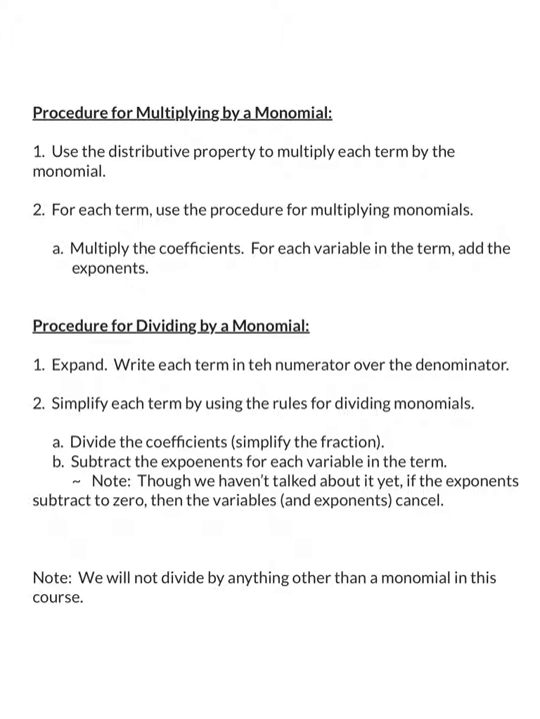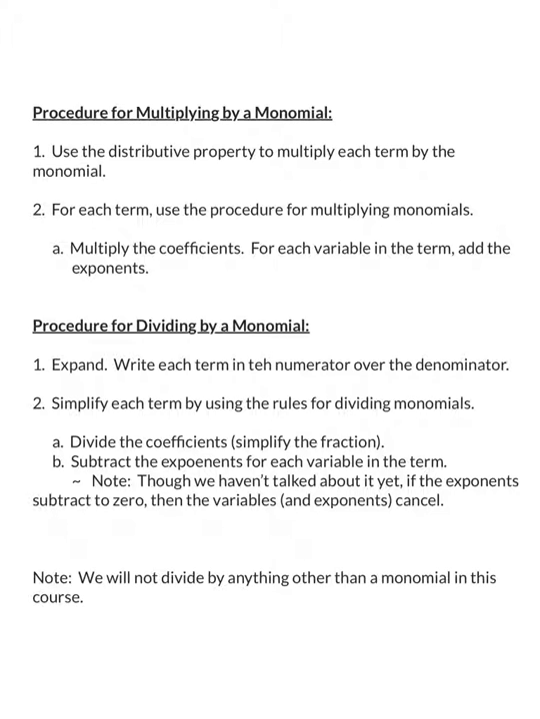Similarly, when we talk about dividing by a monomial, the first thing that we want to do is expand. So write each term in the numerator over the denominator. From there, we want to simplify each term by using the rules for dividing monomials. Divide the coefficients, or simplify the fraction, and subtract the exponents for each variable in the term.